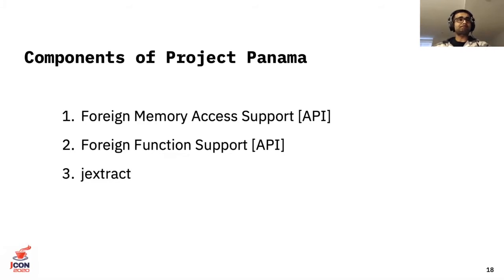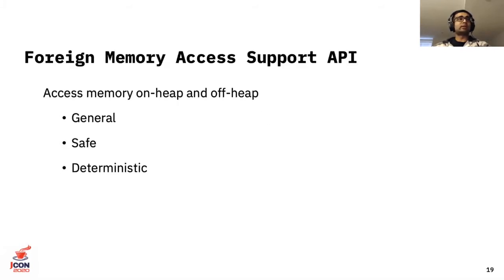Let's begin with the first component, which is the Foreign Memory Access Support API. It allows access to all kinds of foreign memory, whether it is on heap or off heap. And this covers the property of generality. Further, the API is safe, which means that the JVM won't crash while accessing memory. This is in contrast to Unsafe, which can crash the JVM.